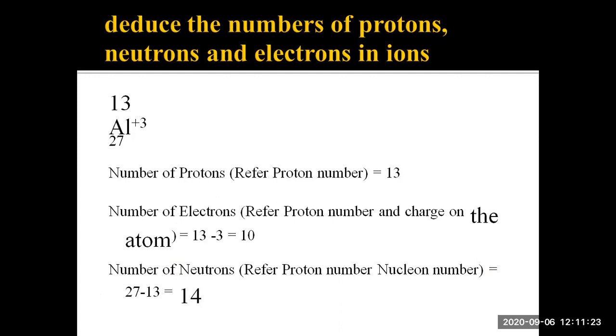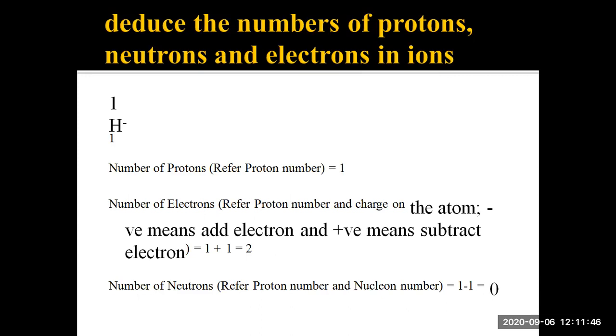Now what will you do? If you want to calculate the number of electrons, you simply subtract the 3 from 13. So the number of electrons becomes 10. Same procedure is applicable when you are calculating the number of neutrons, that is subtracting proton number from nucleon number. In this case, you will get 14.